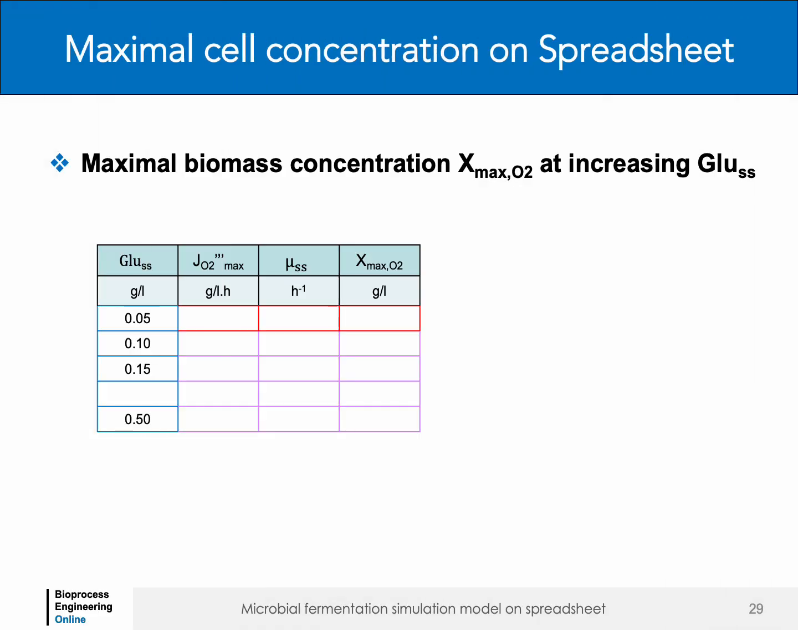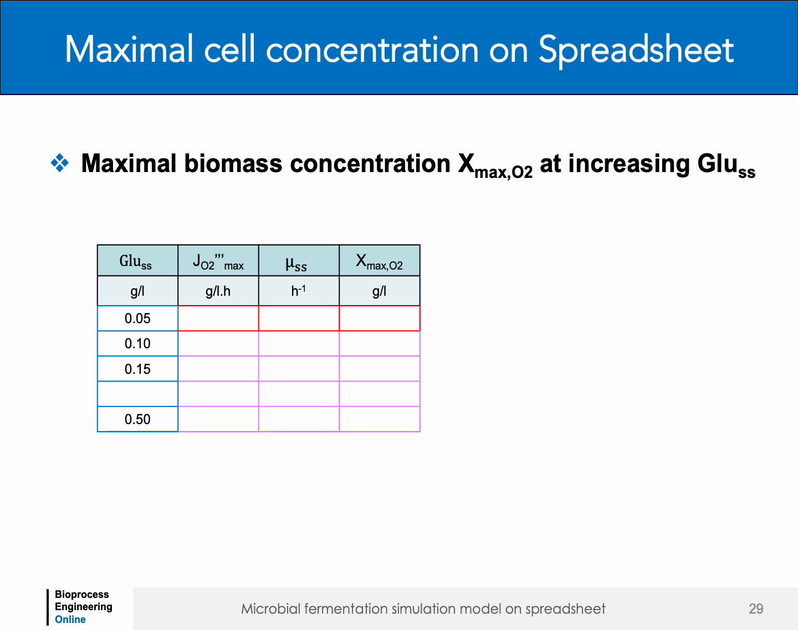In the oxygen transfer limitation section of the spreadsheet, the maximum allowable yeast biomass concentration is calculated as a function of the steady-state glucose concentration, GLU-SS, during fed batch fermentation using a calculation table. The table includes, in the columns, the calculated RO2 max, μSS, and X max O2, and in the rows increasing GLU-SS values ranging from 0.05 to 0.5 grams per liter.